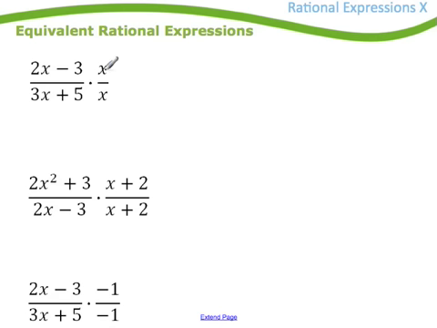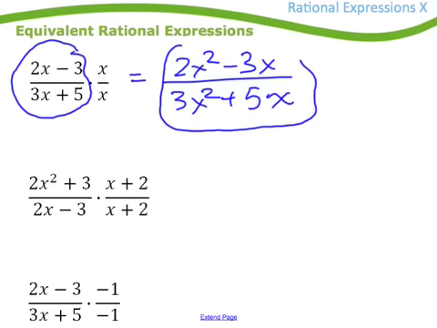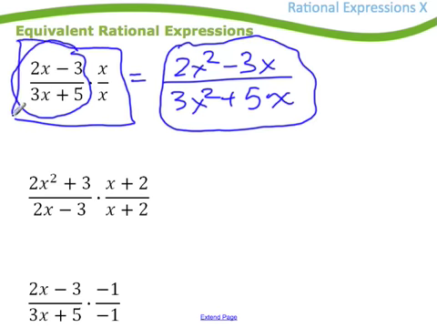Because x over x is simply 1, multiplying by 1 doesn't change anything. So in this case here, multiplying by x over x doesn't change. I guess I could rewrite that as 2x squared minus 3x all over 3x squared plus 5x. So this expression is equal to this expression. I guess it's also equal to this whole thing when I multiply it by x over x. But if I multiply it by 1, it doesn't change the equality.